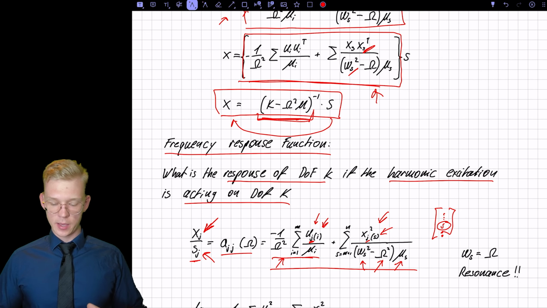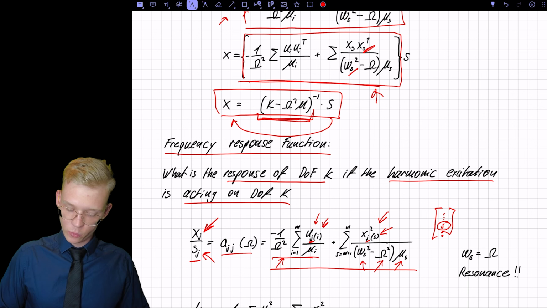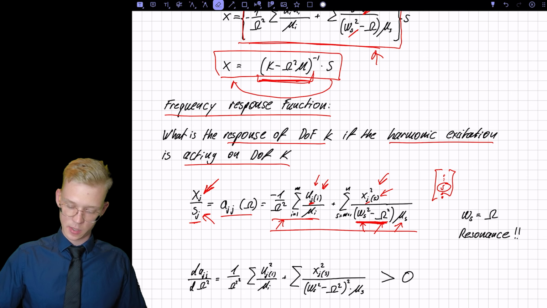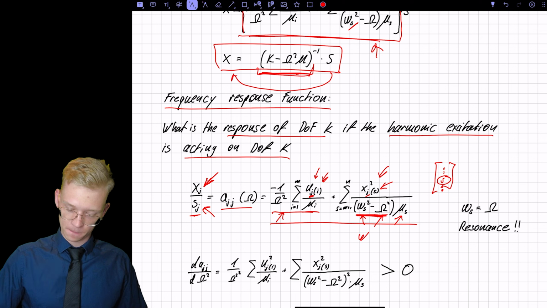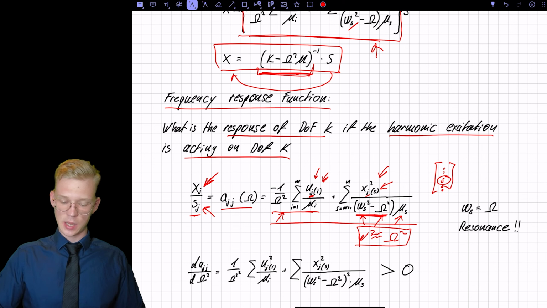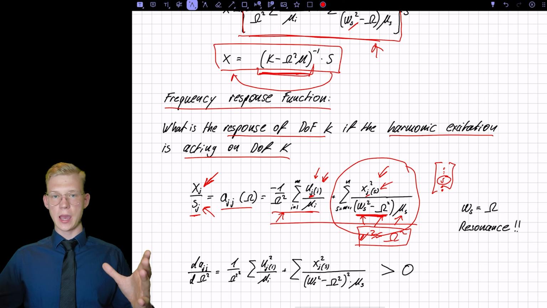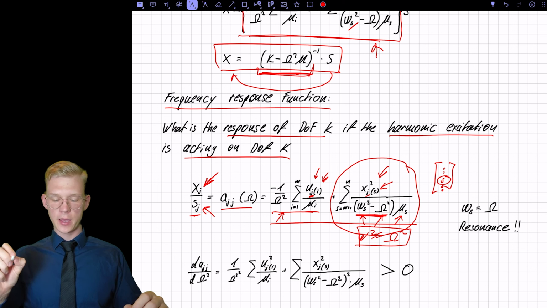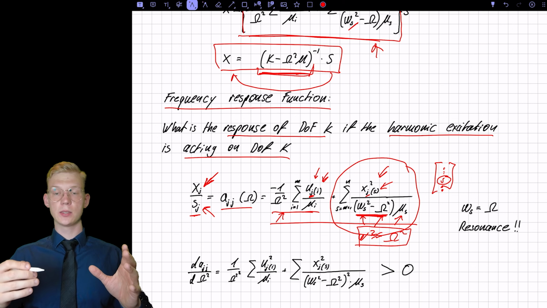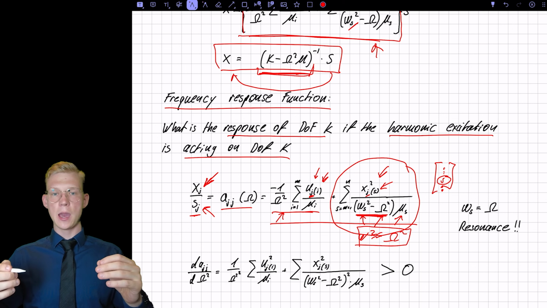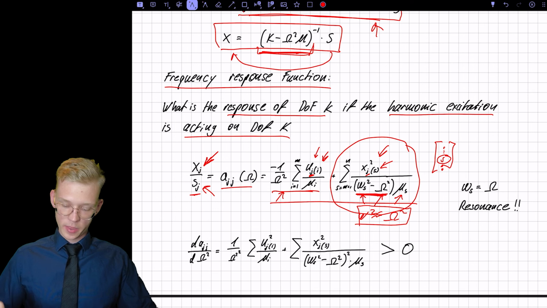So what we see is that if we are close, so that omega is approximately omega S squared, so if these two are almost the same, this term will explode and we will have a gigantic amplitude. So even if we have a very, very slight excitation at the right frequency, the system will fall into resonance and the amplitude will rise with the frequency.